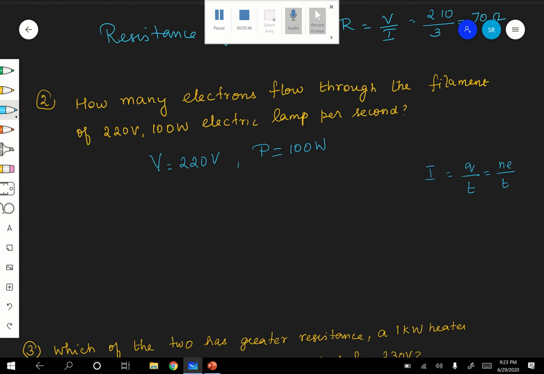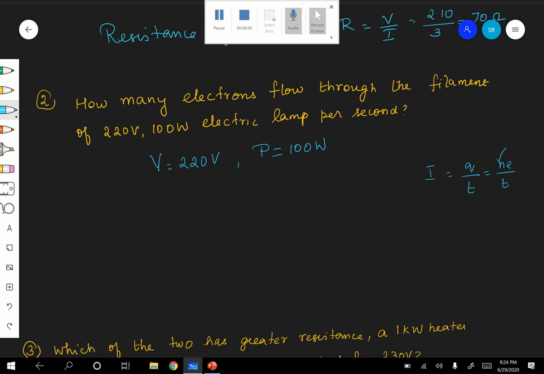That is equal to NE by T. Therefore, from this you have to calculate N. First, you should know how to deal with this problem. V is equal to 220, P is given, so from which you have to find out I. You know I is equal to Q by T, that is equal to NE by T, from which you have to find out N.